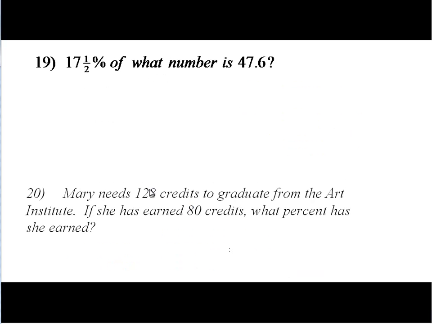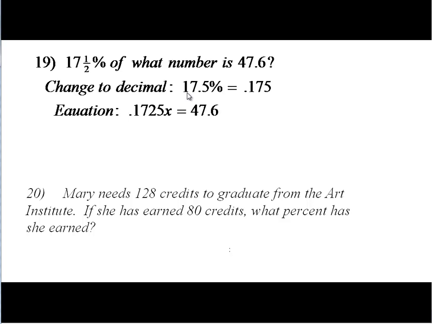Okay, 19, 17.5% of what number is 47.6. Now change this to a decimal. 17.5%, if you move it 2 decimal places, is 0.175. Again, anytime you go from a percent to a decimal, you move 2 places over to the left.